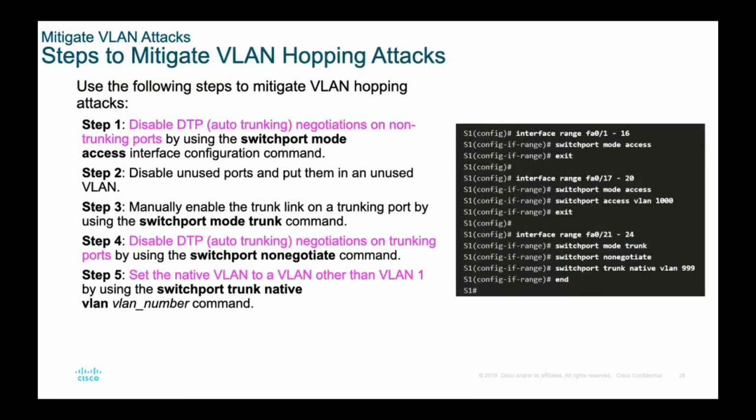So this is how to mitigate. Very easy. Disable DTP trunking on non-trunking ports, which is the access mode. When you do switchport mode access, you automatically disable DTP. But for a trunk mode, they are still able to auto negotiate. If there is another device connected to our switch with a trunk and that device is in auto, they will auto negotiate.